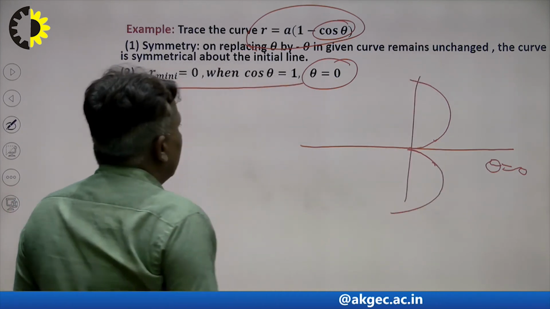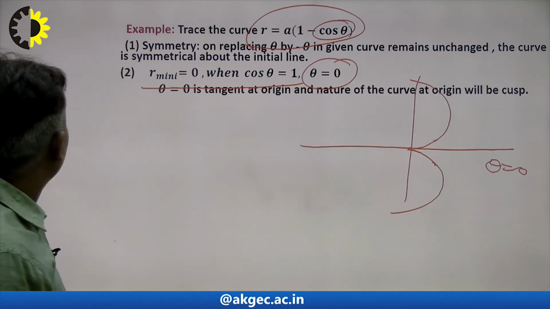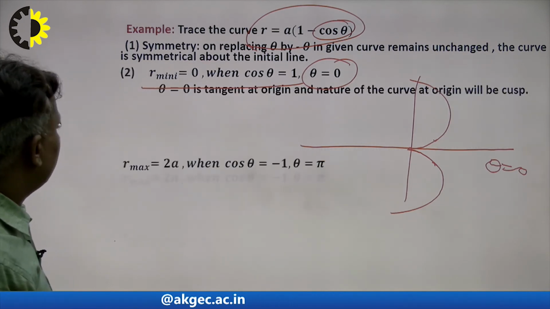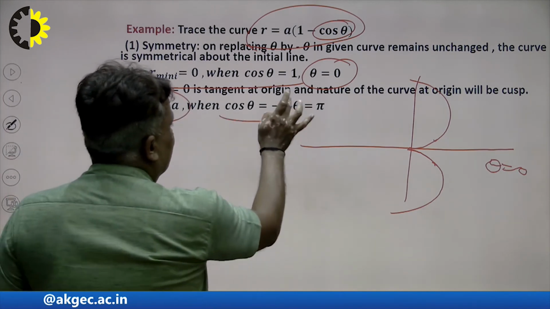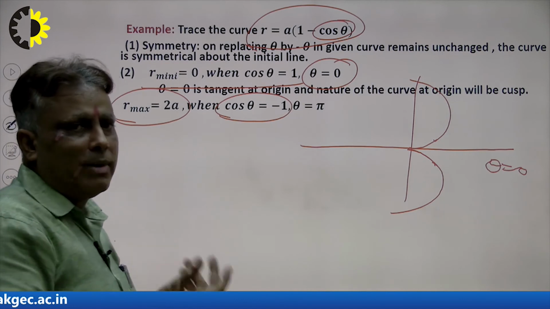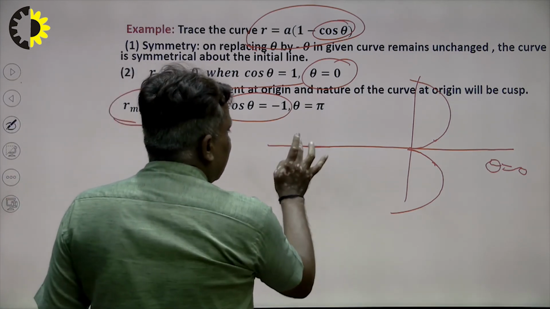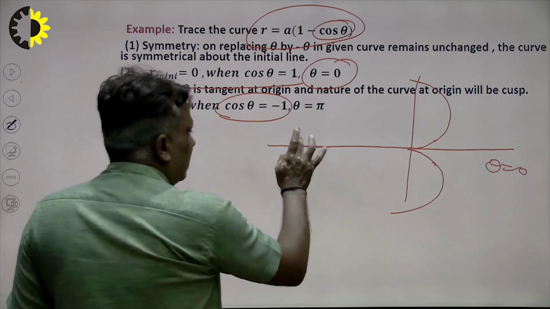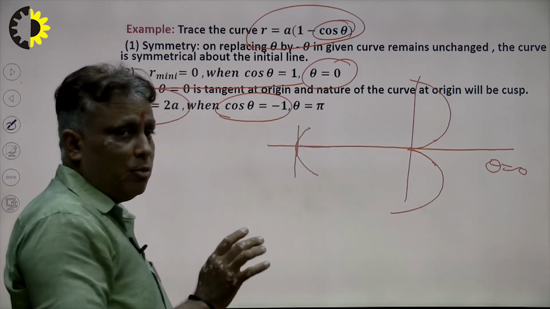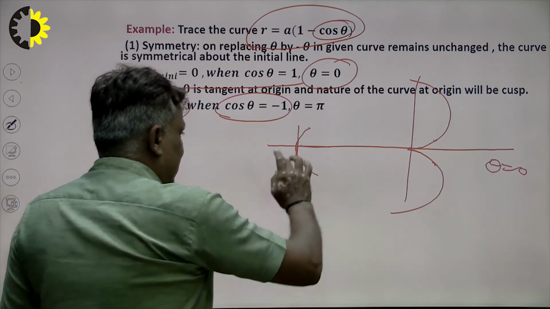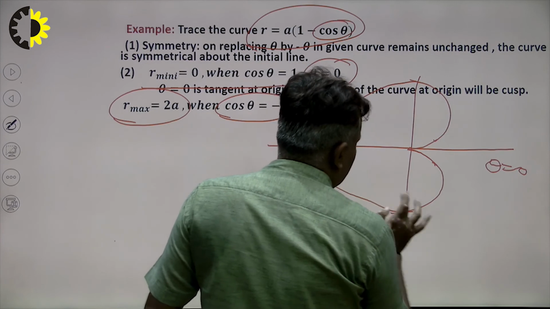I want to calculate here r max. So what will be the r max here? R max is equal to 2a when cos theta is equal to -1, and cos theta is equal to -1 gives theta is equal to pi, and theta is equal to pi is this line, that means the coordinate is this. So the nature of the curve at this point will be a node here, because the symmetry and tangent are both different, right? So this goes to this side and meets this one.